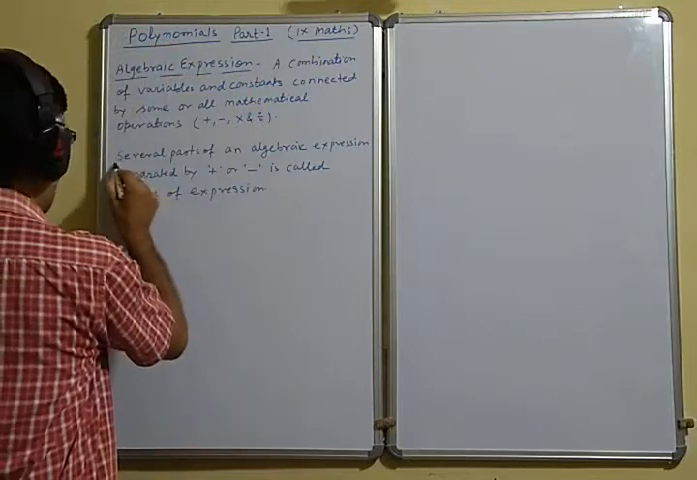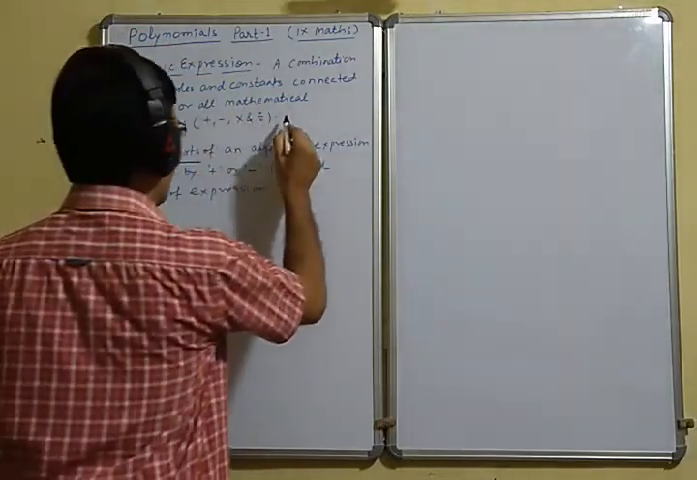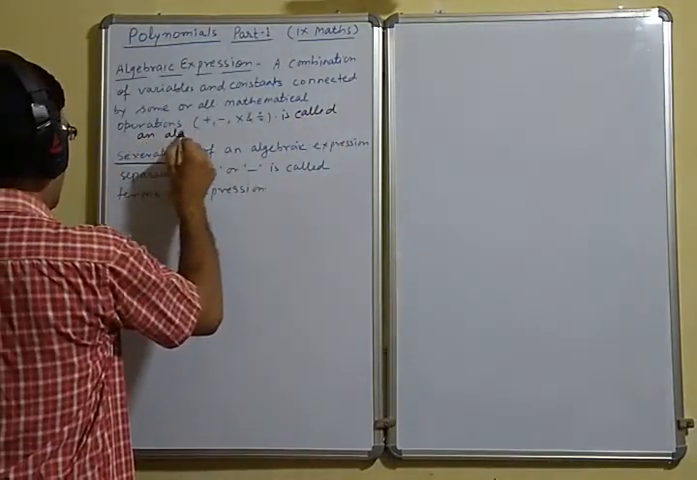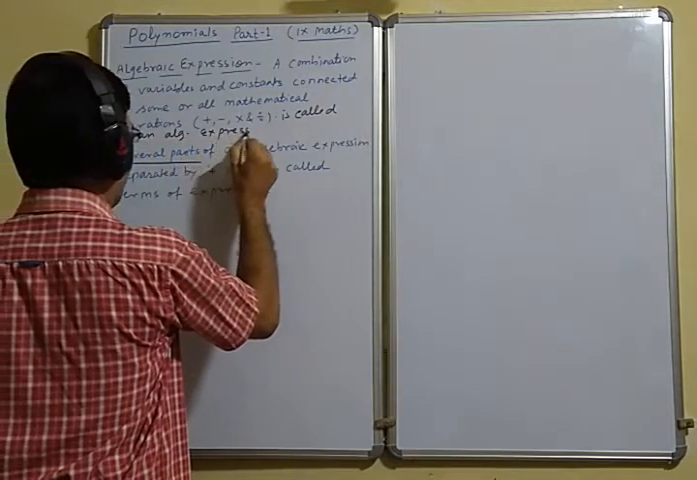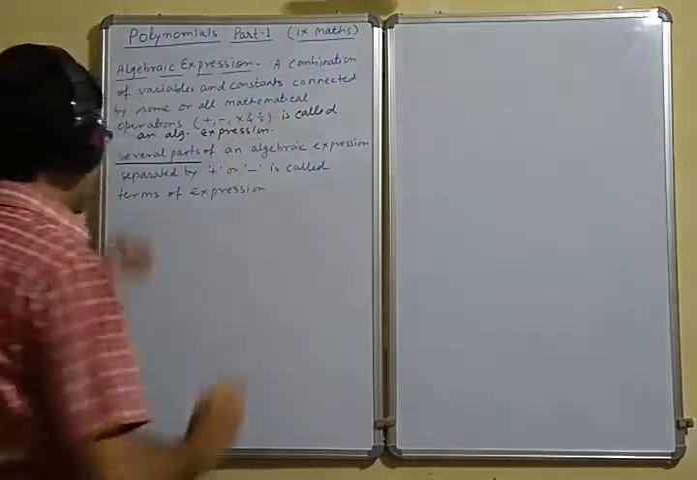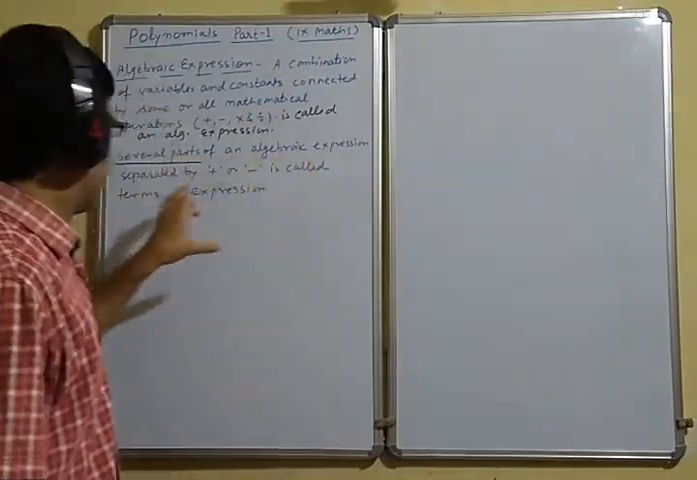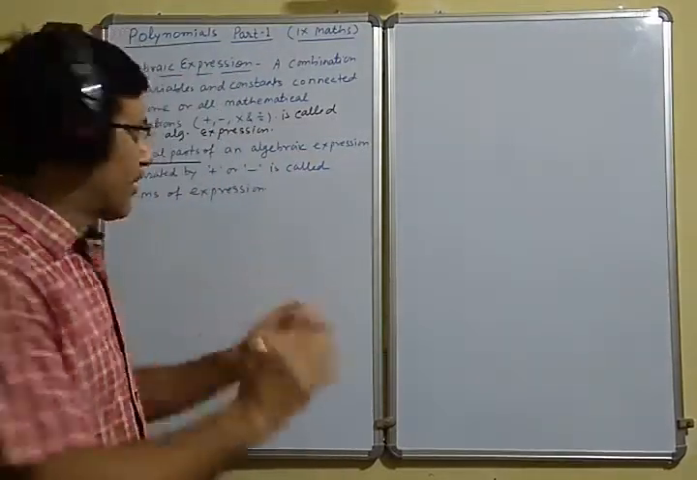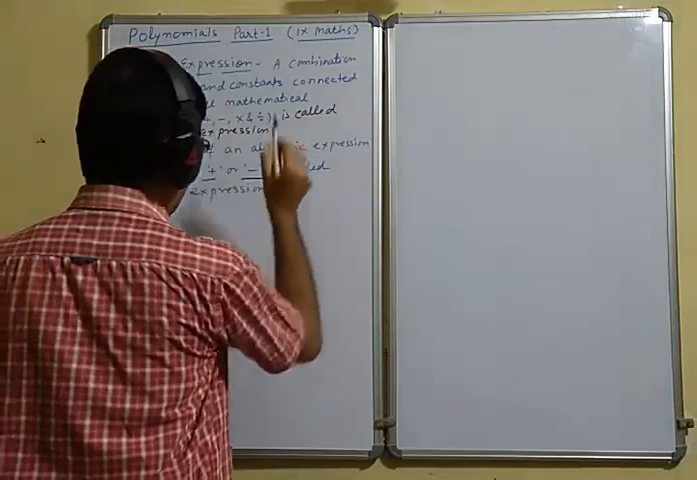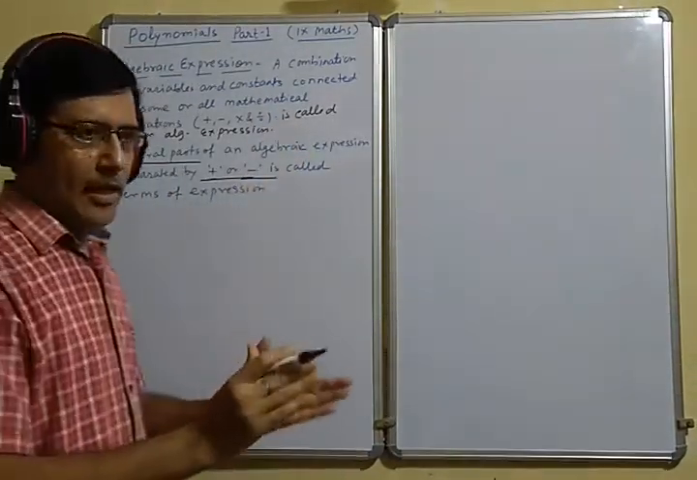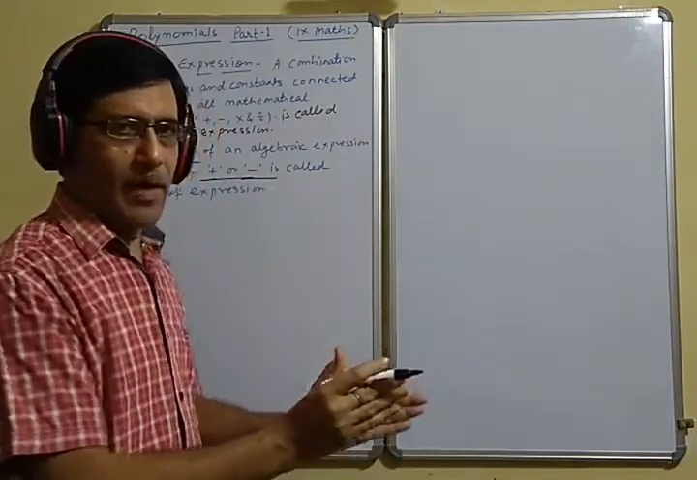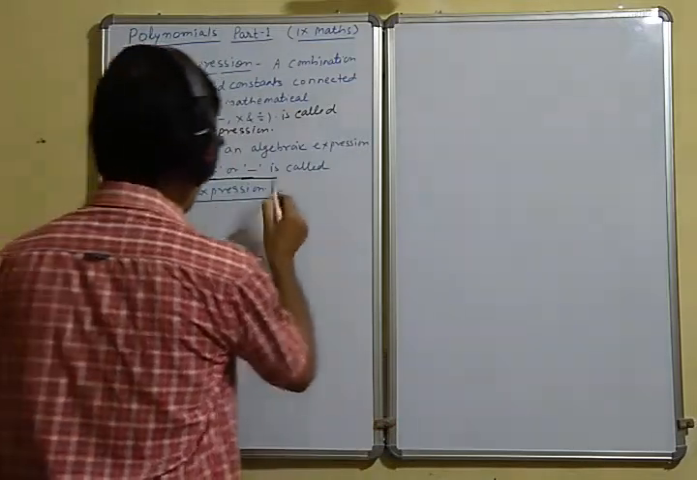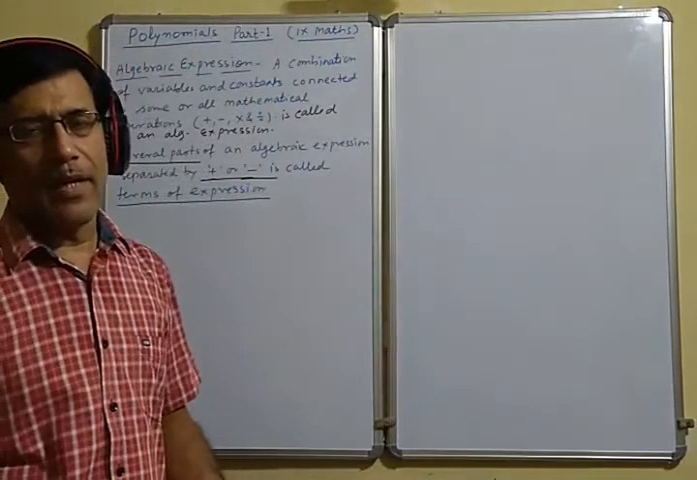The several parts of an algebraic expression are separated by plus or minus. If an algebraic expression is there, the several parts separated by plus or minus are called terms of the expression.